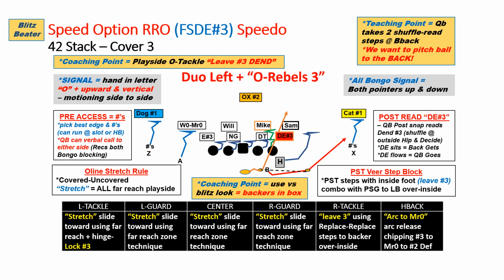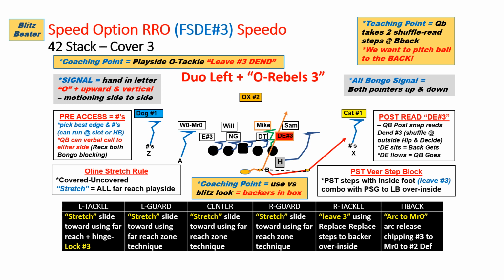Last is one of my favorite blitz beaters, speed option, or what we call speedo, which I've used at all levels all the way down to 9th grade. You can see here we're running stretch zone blocking to the right, and we're going to read the front side defensive end. Key point here, the play side tackle, the right tackle, we're just going to leave that DN, what we call leave 3, number 3, and take a veer step with his inside foot going straight upfield, blocking the first to second level linebacker, head up to backside.